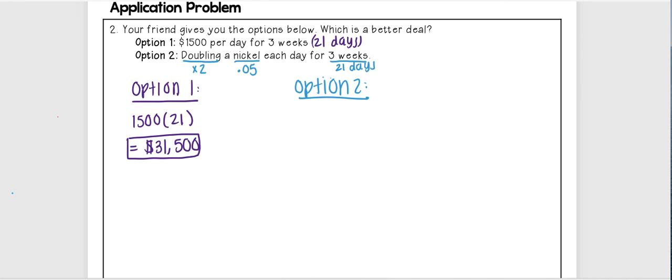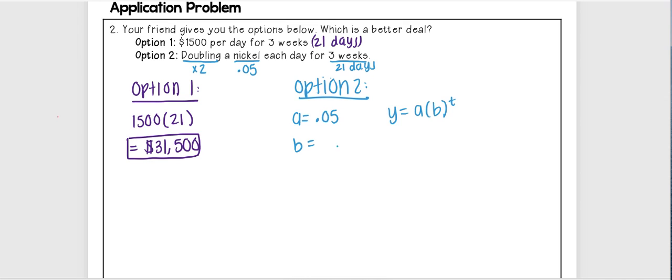So since I'm multiplying it by a number every day, this is going to be an exponential function. Option 1, that was a linear function because I'm just doing 1,500 times x, where x represents the number of days. This one, however, I am doubling it every time. So it's going to be an exponential function. If you remember from our previous notes, an exponential function is y equals a times b to the t, where a is your starting amount. Well, I'm starting with a nickel, which is 5 cents, or 0.05.